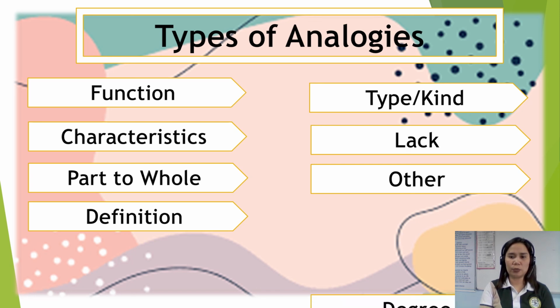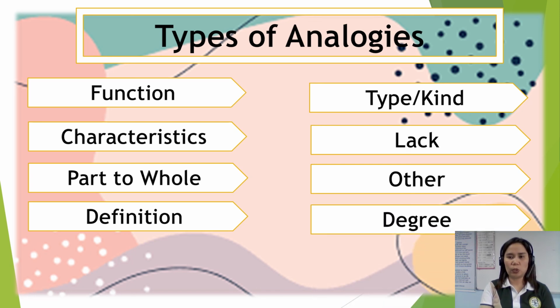And last, we have the degree. Degree is how much of something. So, like for example, chuckle is to laugh, and whimper is to cry. Okay.